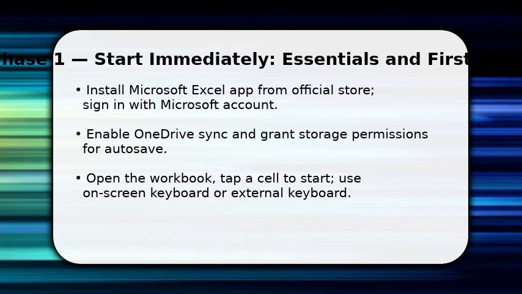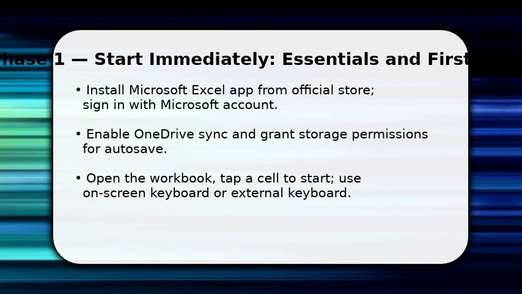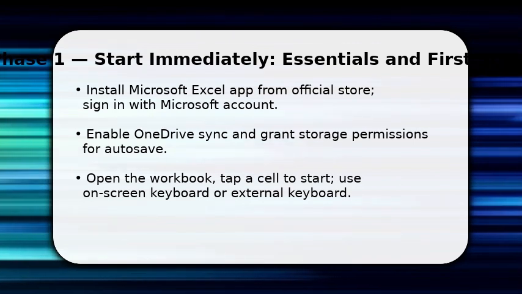Enjoy the video. You begin by making sure Excel is installed and signed in. This gives you autosave and cloud access. Tap the Excel icon, then open a file from OneDrive or local storage so changes sync. Once open, tap a cell to edit, use the on-screen keyboard, or pair a Bluetooth keyboard for faster typing.